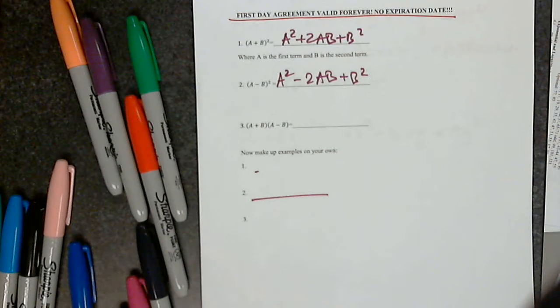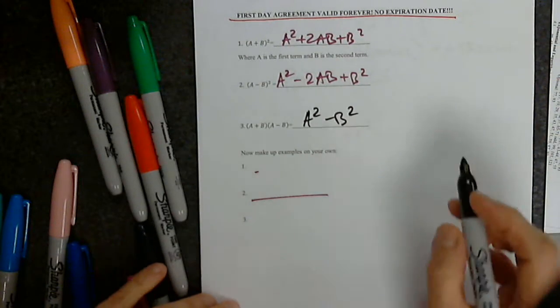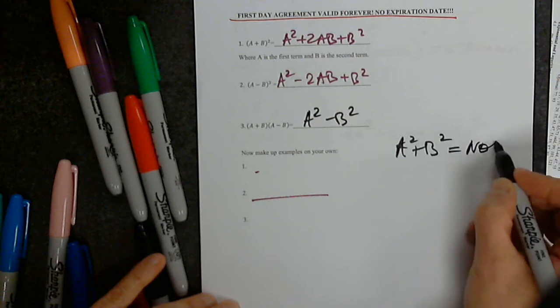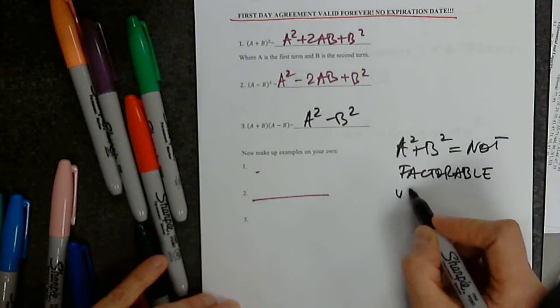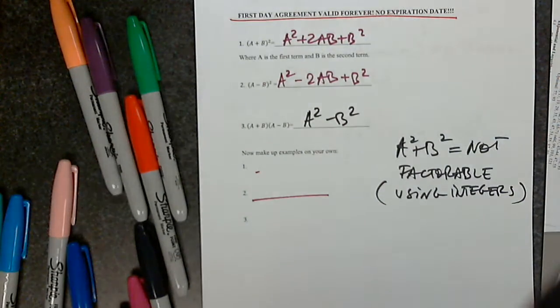Okay, what about the last one? Yes. Not possible. Yes. A squared minus b squared, because a squared plus b squared is not factorable using integers. This is the correct answer. I know the book says not factorable or prime. No. I can factor a squared plus b squared, but I would be using complex numbers. So it's not factorable using integers. So these are three special products that we should never have difficulties with from now on. And we should not ever FOIL. We're done with that, unless we're checking our work, if you want to.